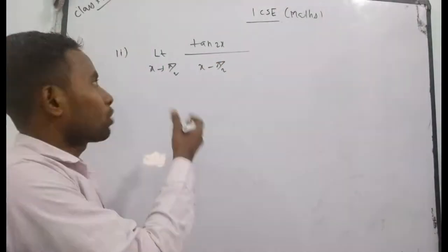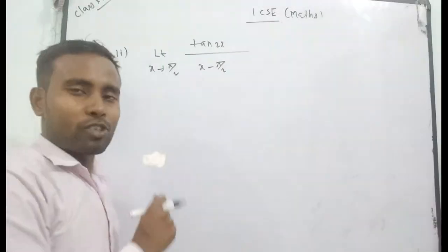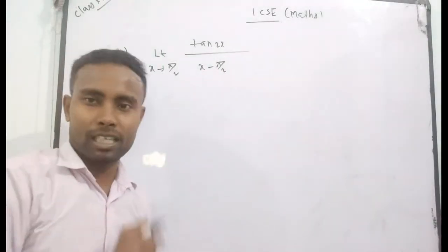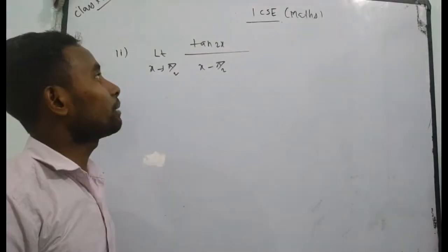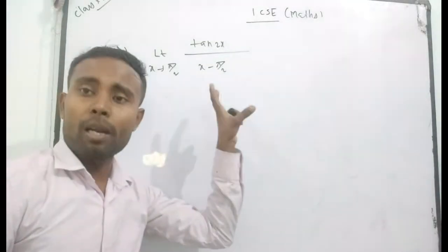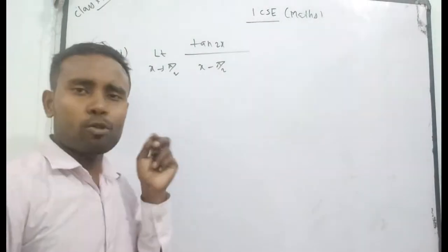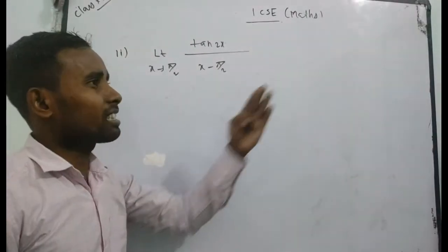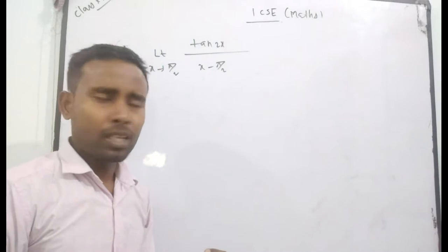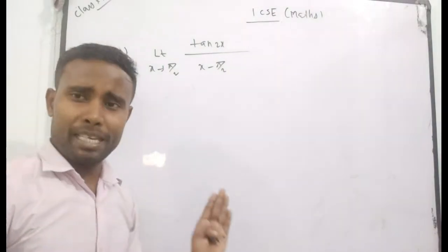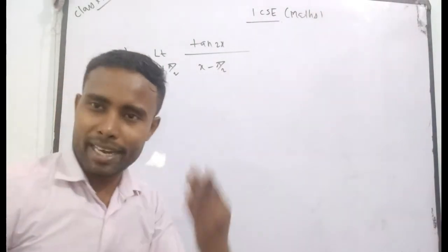Suppose I want to tell you, there are two processes. Again, you can solve this problem by a third process, because this problem already says that the limiting value of this function exists. That means you simply have to evaluate it, because the question says evaluate the following limits. So you can solve it by LHL, RHL or the direct method.